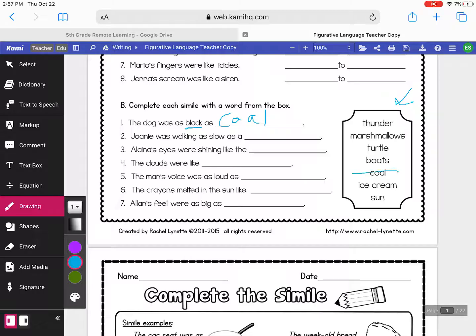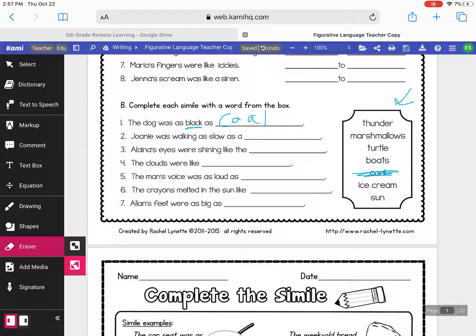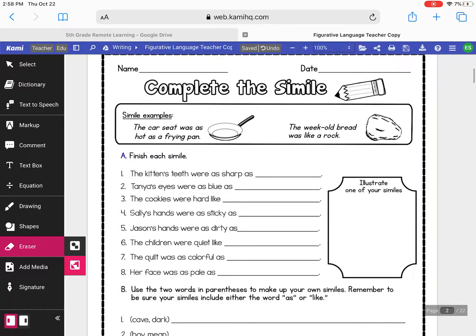All right, I would cross them off as you go so you're not going to get confused. It looks like we've got 1, 2, 3, 4, 5, 6, 7, and there's 7 questions, so it looks like it's going to match up perfectly. Then today you are also going to do the next one. It says complete the simile. So this one's really fun.